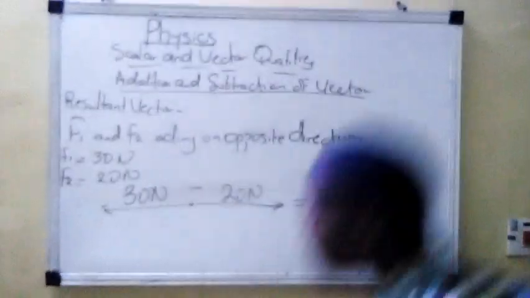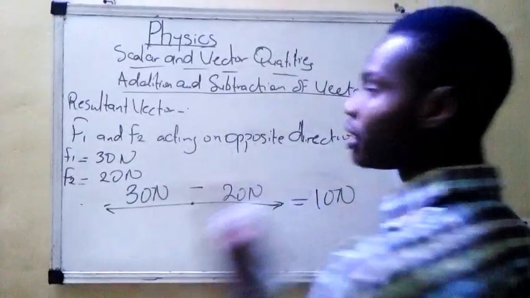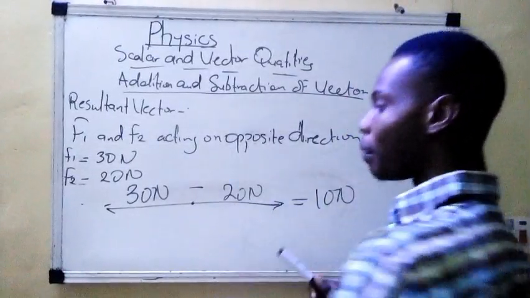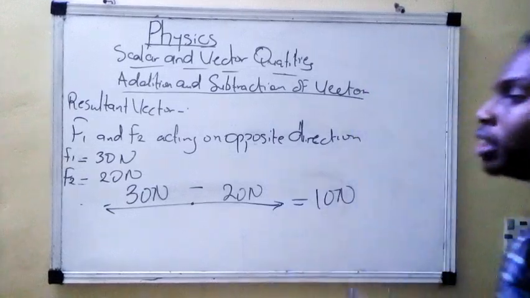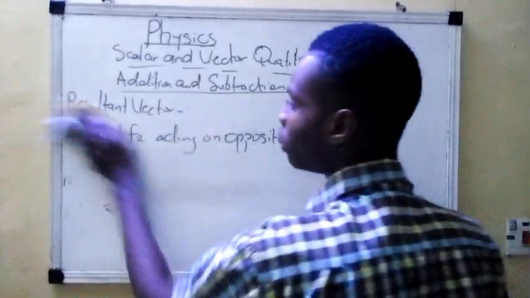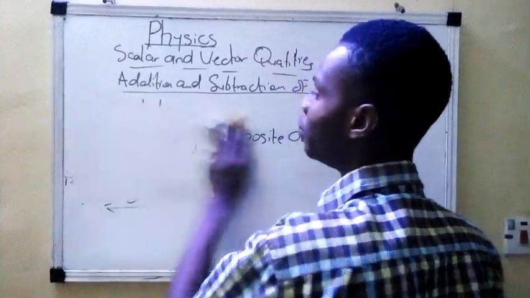Alright. We have perpendicular vectors and we have non-perpendicular vectors. I repeat, we have perpendicular vectors, then we have non-perpendicular vectors.